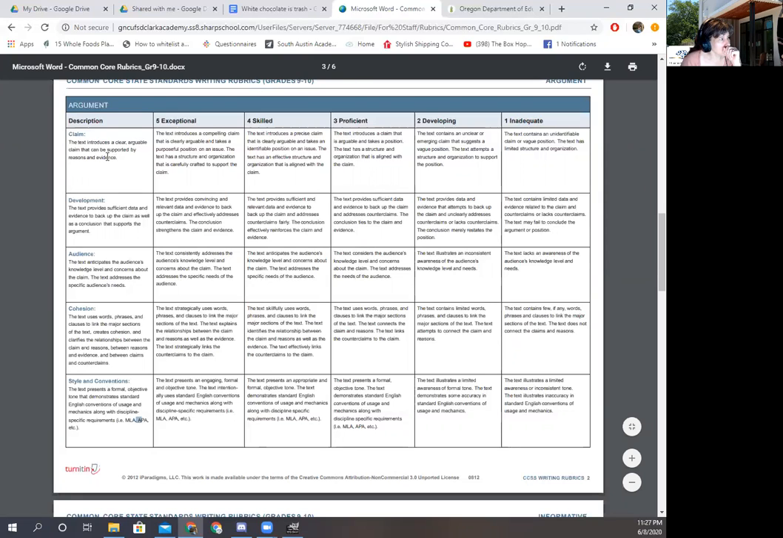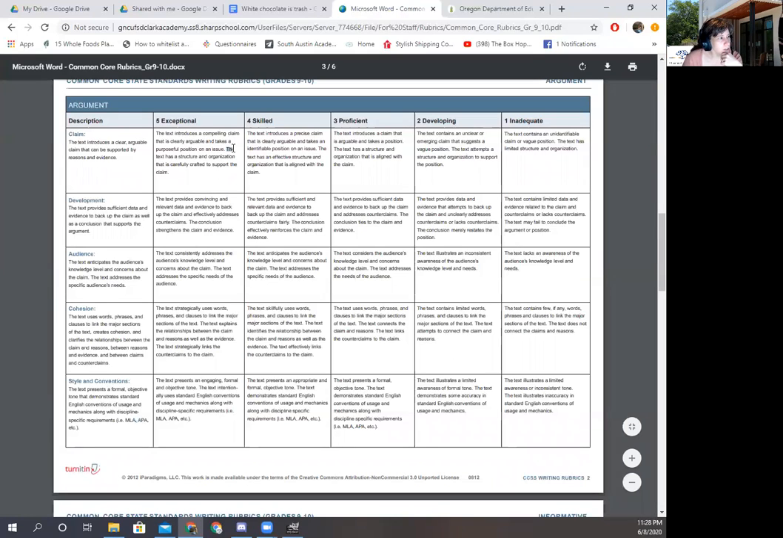Claim. The text introduces a clear, arguable claim that can be supported by reasons and evidence. So the text introduces a compelling claim versus a precise claim. Again, I'm amused by this essay. I find it compelling, so I'm gonna hit it somewhere over here. It's clearly arguable and takes a purposeful position on an issue. The text has structure and organization that is carefully crafted to support the claim.